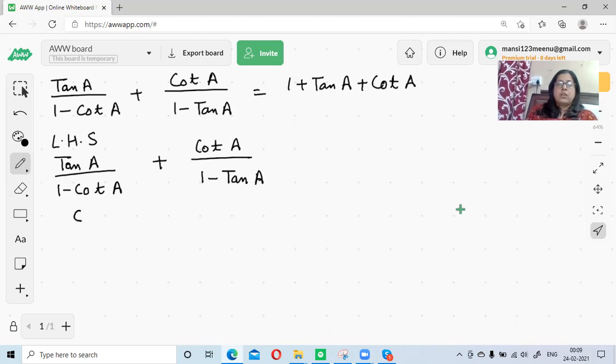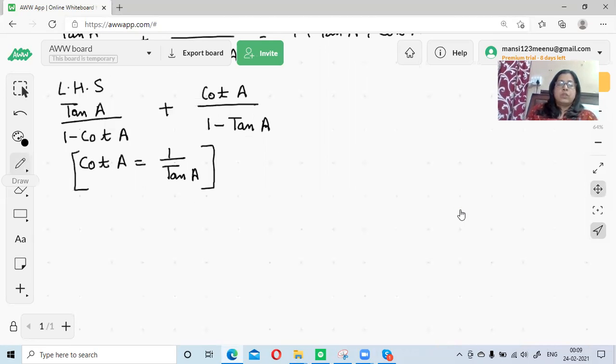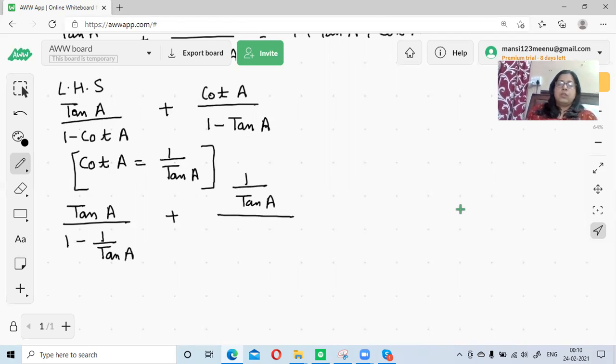We know that cot of A is equal to 1 upon tangent of A. Cot and tangent are reciprocal of each other. So, left hand side will become tangent of A upon 1 minus 1 upon tangent of A plus 1 upon tangent of A upon 1 minus tangent of A.